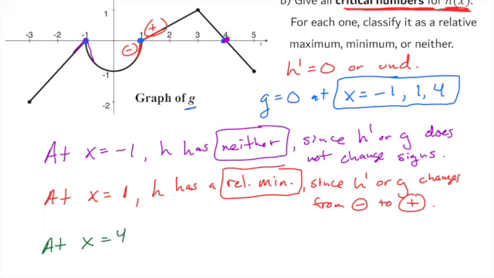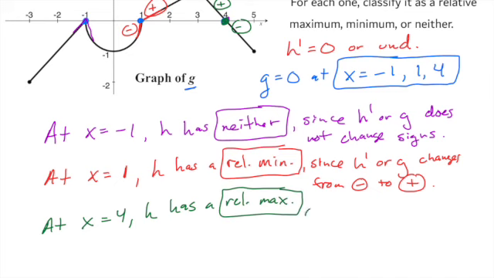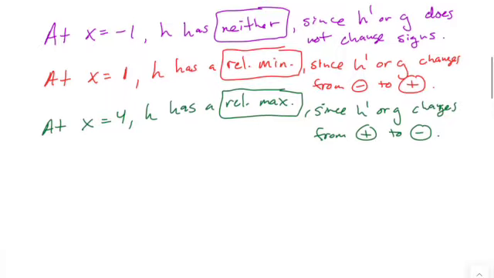And lastly, at x equals 4, you can see what we've got going on is kind of the opposite of the previous one. The derivative is changing from above to below, so that would be h prime changing from positive to negative. So h will have a relative maximum or local maximum. You should be comfortable with both terms. And again, since h prime or g changes from positive to negative. And there we go. Okay, so those are so far a couple of really classic kinds of problems.